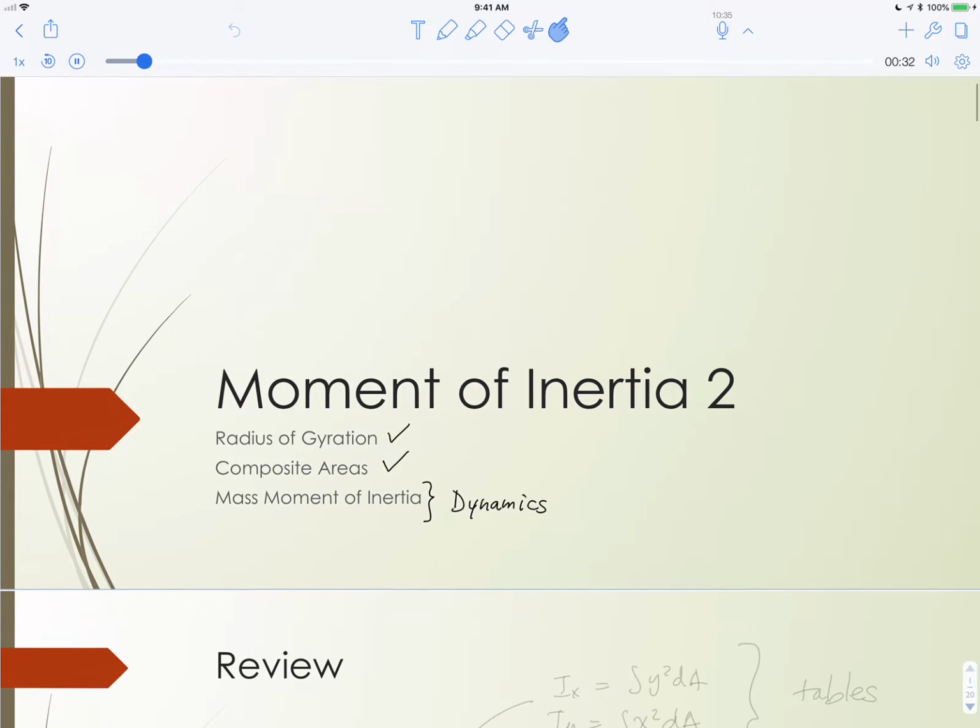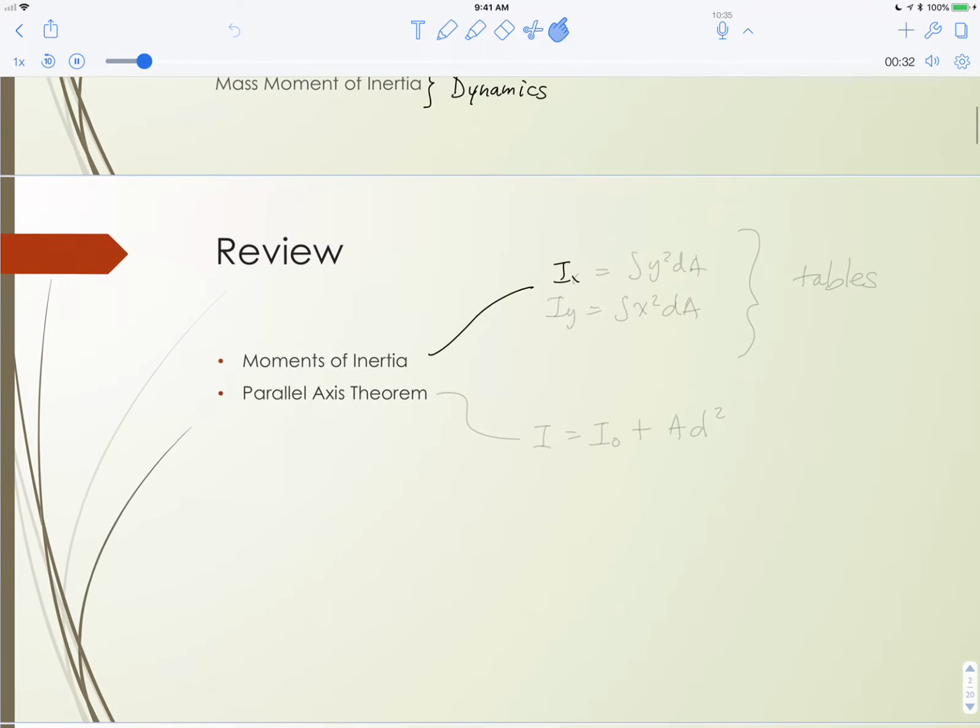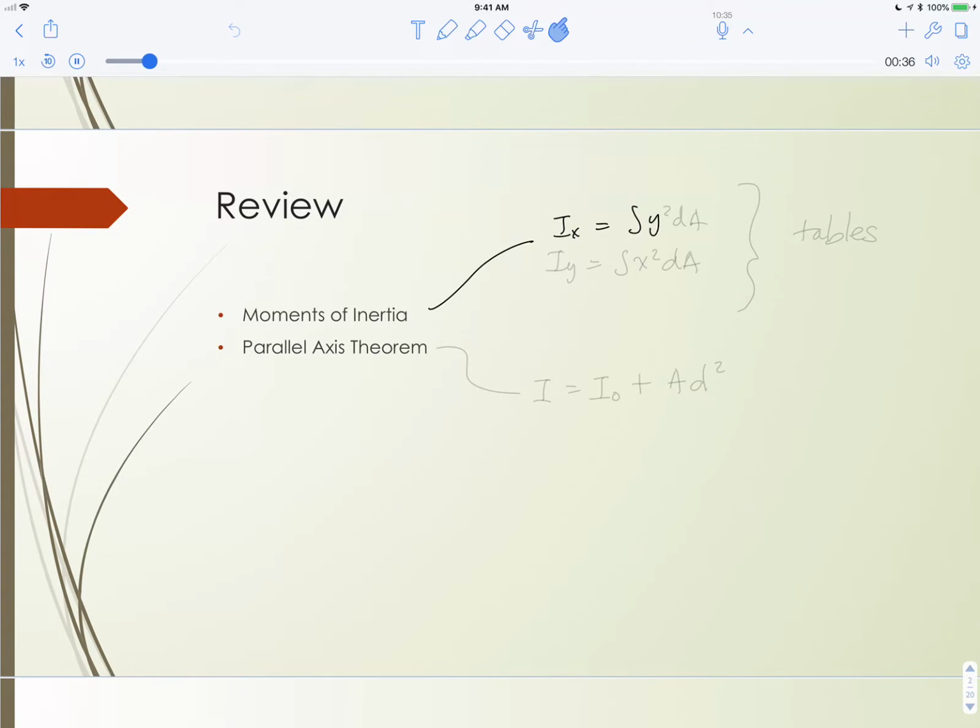So a quick review, we've learned that Ix equals integral y squared dA, and Iy is integral x squared dA, and these usually are taken about the centroid. And when you want to get the moment of inertia about not the centroid, you take the moment of inertia about the centroid plus a d squared, and these things are in tables. You don't actually have to do those integrals.